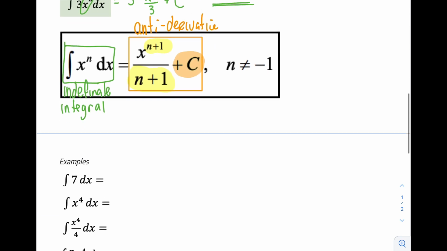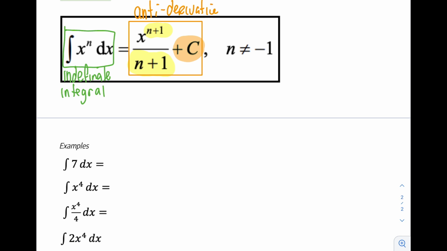Let's practice this. So we have this rule, which we're going to practice for many, many examples. If we look at our first example, we have 7. Now 7 is just a number, and this is a special one because this 7 is like 7 times x to the power of 0. Therefore, if I use the rules for integration, I'm going to have 7 times x to the power of 1 over 1. And of course, I've integrated, so I need to add plus c. So the integral of 7 is going to be 7x plus c.